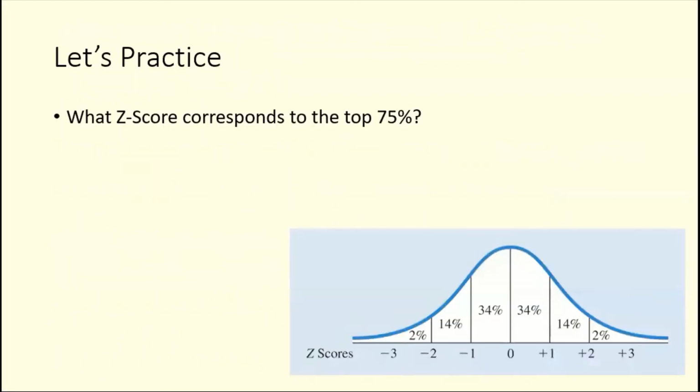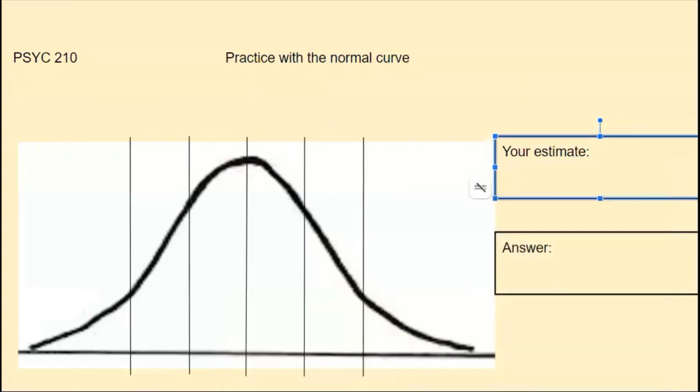So a little bit of practice here. We're finding a z-score that corresponds to the top 75%. And so if we are finding a z-score that corresponds to the top 75%, first thing we're going to do is draw and shade in our normal curve. The top 75% means I'm going from the top end and I'm going to the left. I'm going to shade 75% of that top portion.